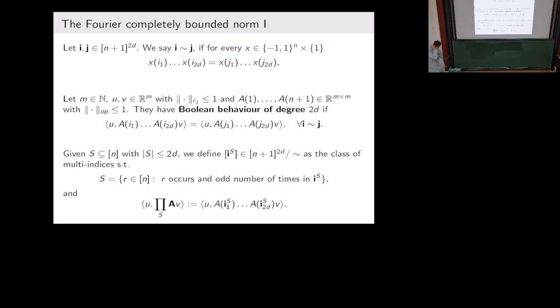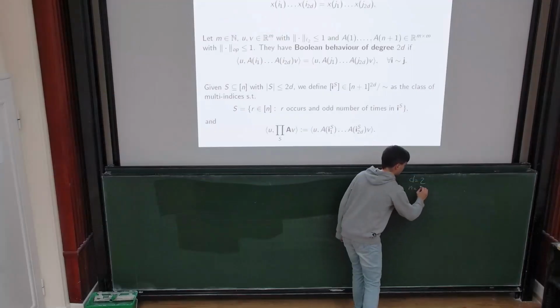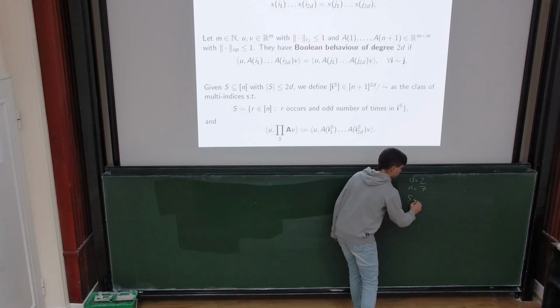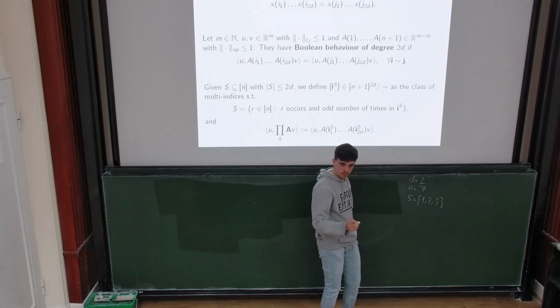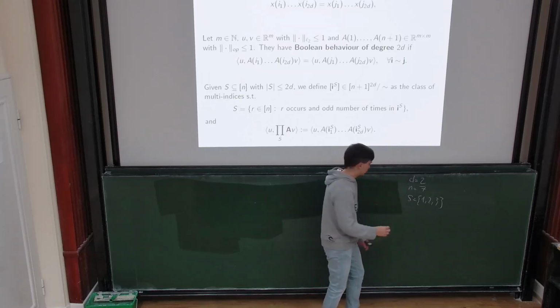Okay, so let's go back to the example that we had before. That is d equal to 2, n equal to 7, and we want to find a vector that corresponds to 1, 2, 3. So that vector is of length 4.